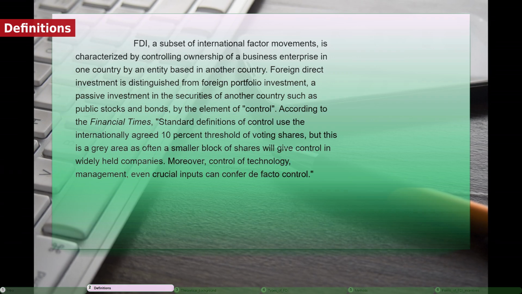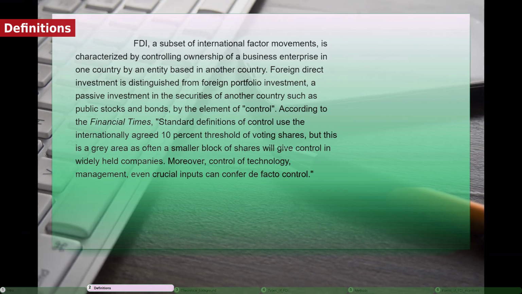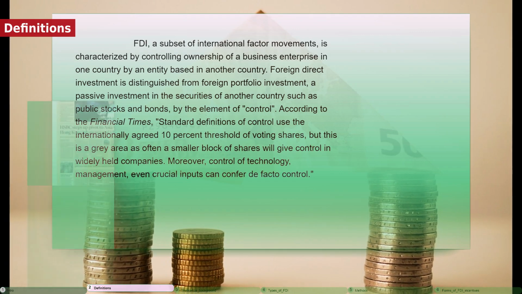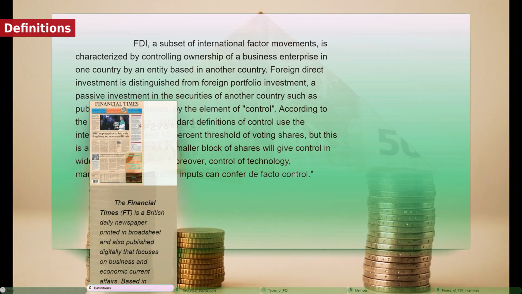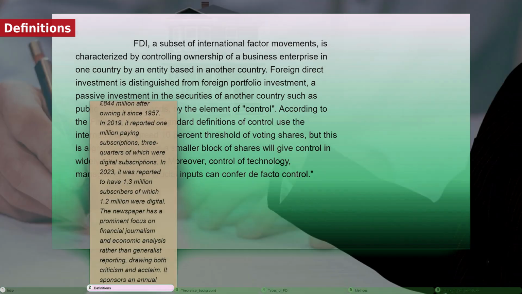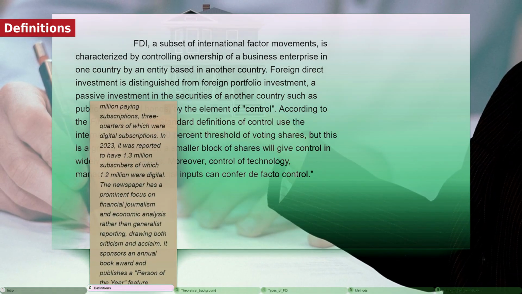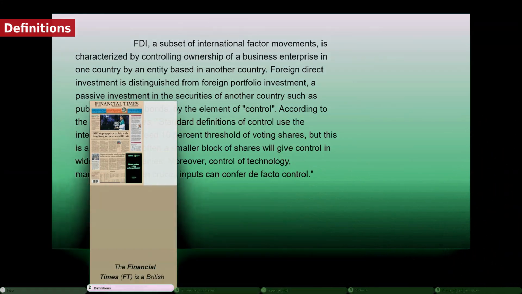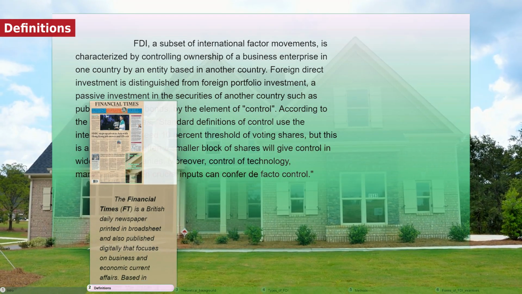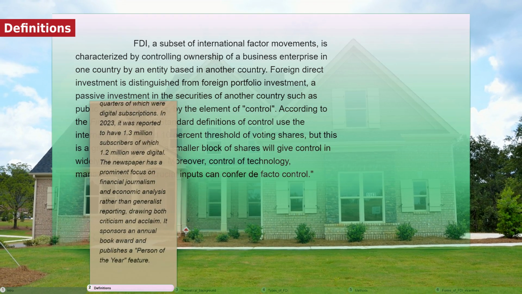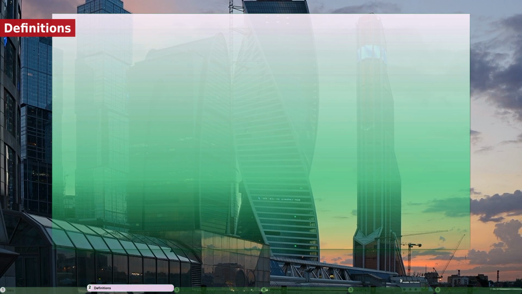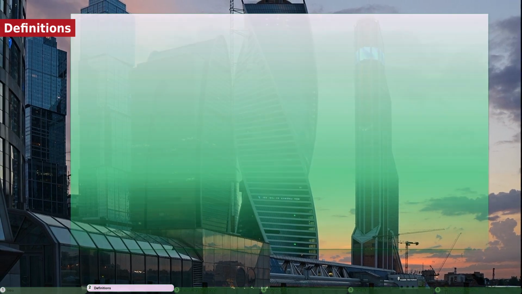What about the concept of control? How is that measured? Traditionally, control is linked to owning at least 10% of the voting shares, though there are nuances that can alter this threshold. That's a bit confusing. So a small shareholding could still lead to significant control? Absolutely. Control can come from management, technology, or even critical inputs, giving an investor considerable influence even with less than 10% ownership.